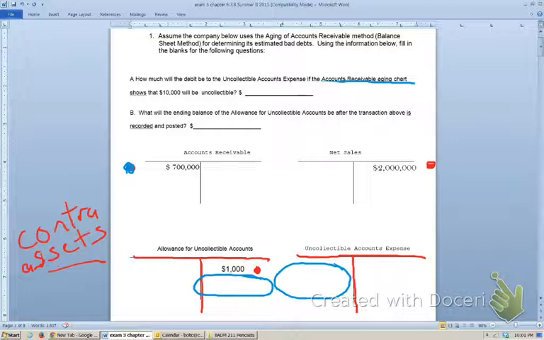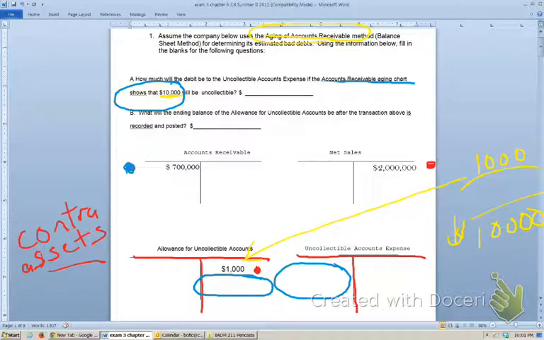This is something that the accounting manager probably does. In this example, they found that there will be $10,000. And again, this is given to you, that there is $10,000 uncollectible. So the first thing of note when you use the aging method, a little bit different than the others, is that there's already $1,000 in there. The balance is supposed to be $10,000.